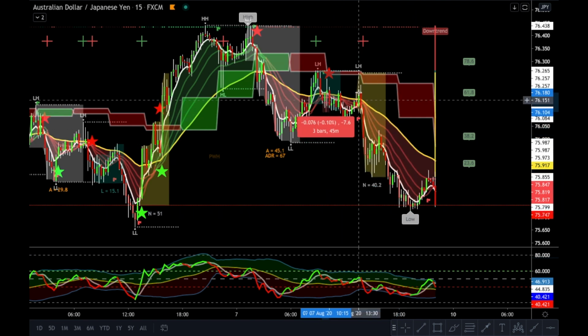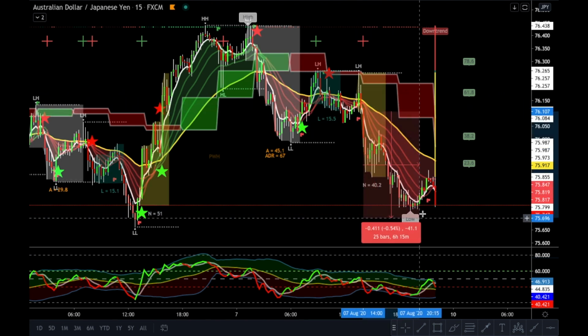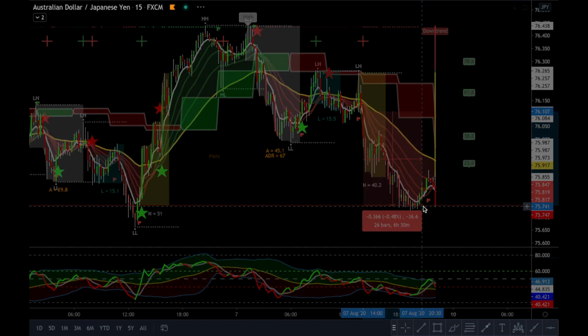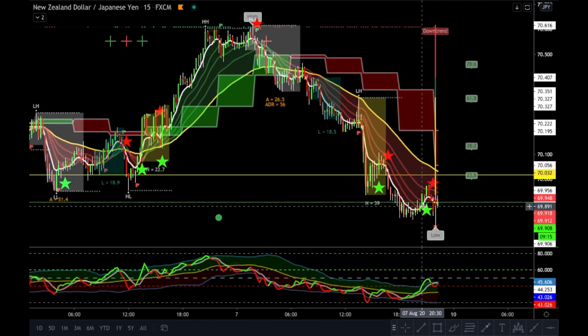If you did get out here because of NFP and you thought, okay, NFP's happening, you had another crossover just here, you could have got back in here and still held your trade all the way down for about 30 pips. I know people are going to make money after this strategy.